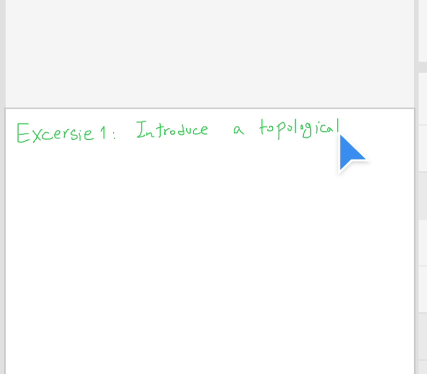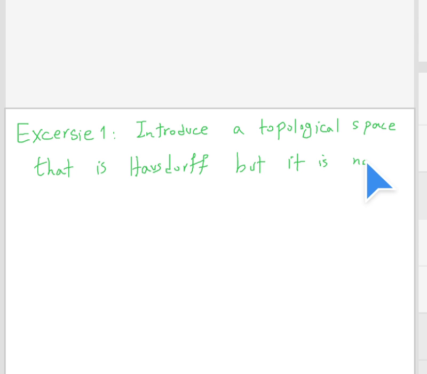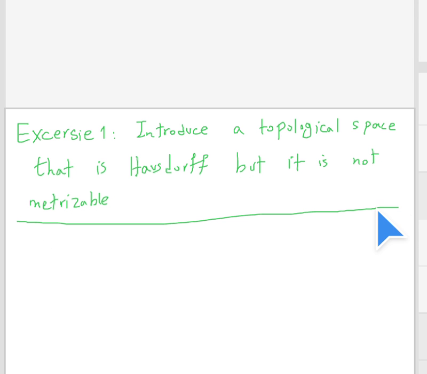Okay, some exercises. Exercise 1: introduce a topological space that is Hausdorff but it is not metrizable. This is the first exercise.